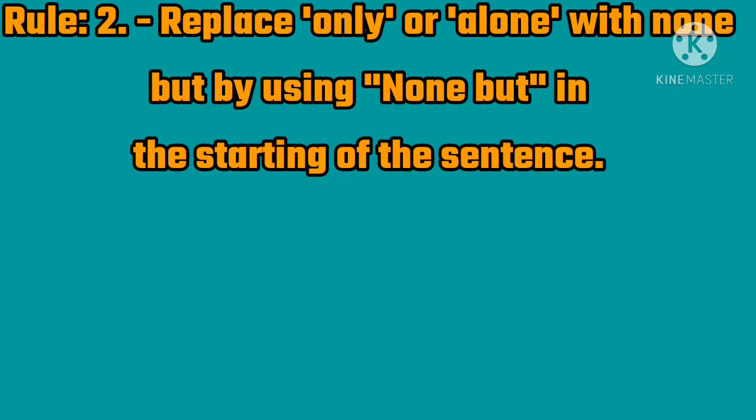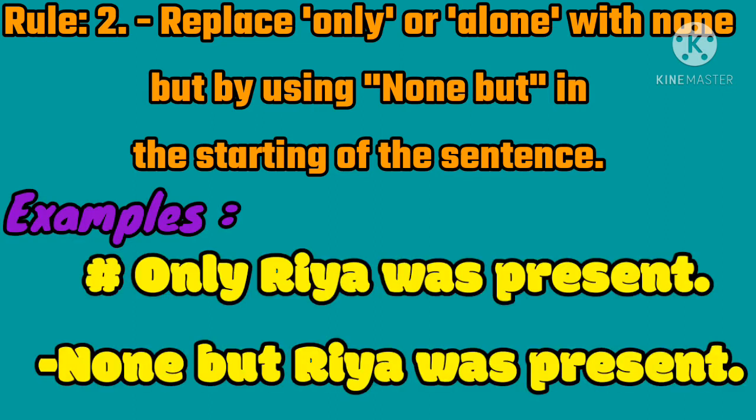Rule number 2, replace only or alone with none but by using none but in the starting of the sentence. Look at examples. Only Ria was present. Now see here, the sentence has started with only word. So when we make it into negative, we have to start the sentence with none but. So none but Ria was present.